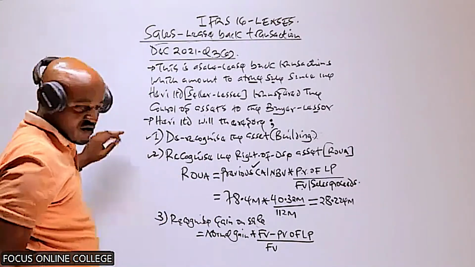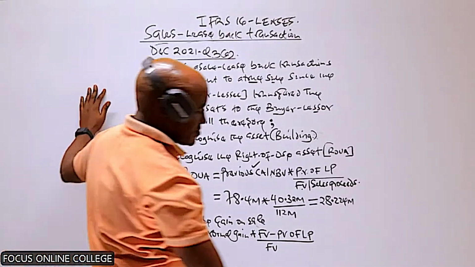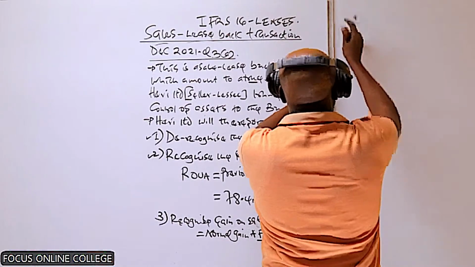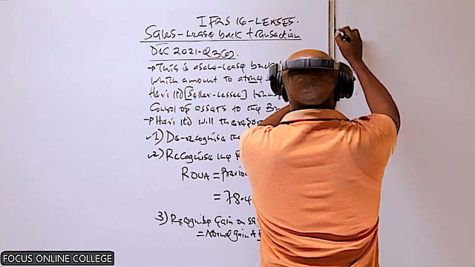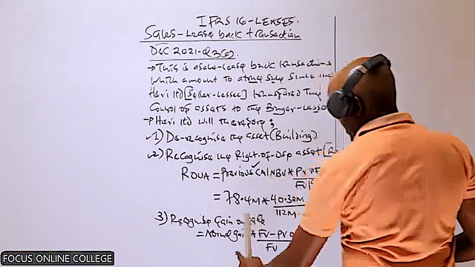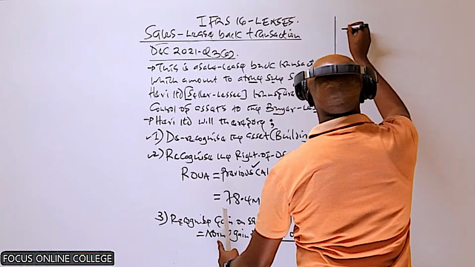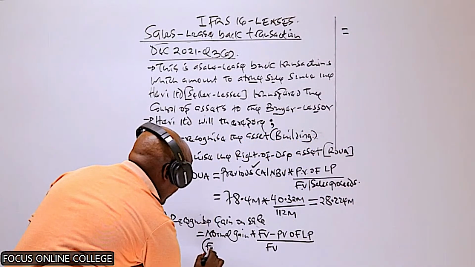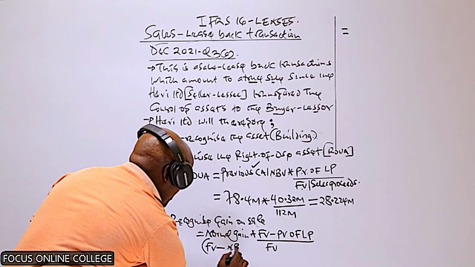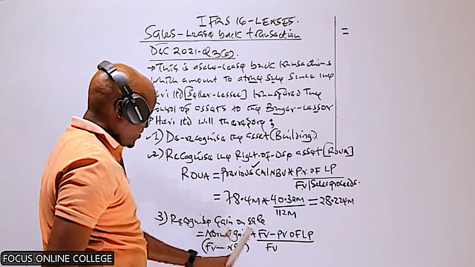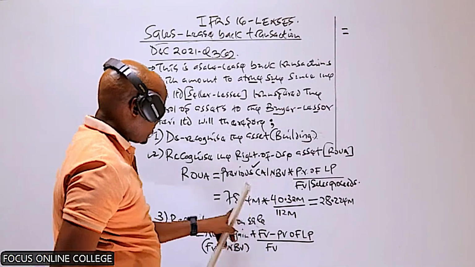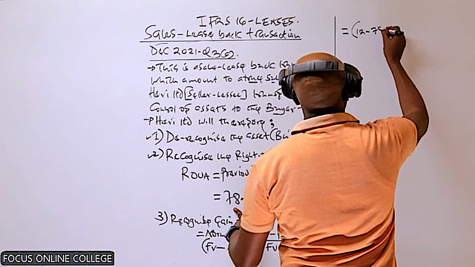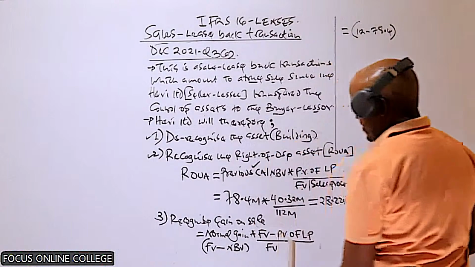So let's compute this. Let's work out this. We take the normal gain. The normal gain will be equal to, maybe I can have the formula here. This one is equal to the fair value or the sales proceeds minus the net book value. So the fair value is 112. The net book value is this. So this will be equal to 112 minus 78.4. That will give us the normal gain.